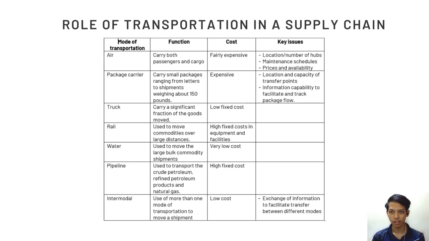An airline that transports both people and goods is the first mode of transportation. Air carriers provide a quick and reasonably priced means of moving cargo. Identifying the location and number of hubs, establishing plane maintenance schedules, and managing price and availability at various price points are the main problems that air carriers must deal with. Second, transport companies like FedEx are examples of package carriers.